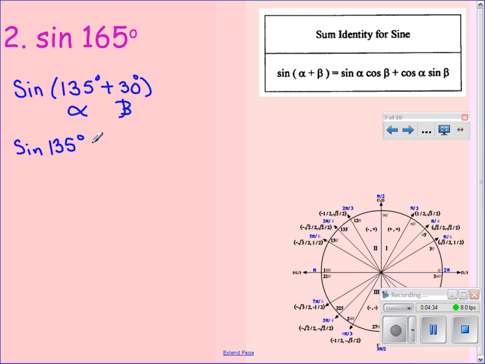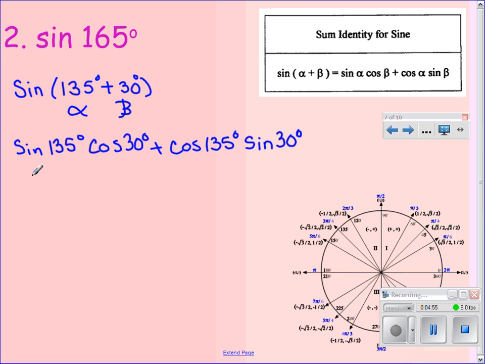We want you to write these formulas out every time you do the problem. Cosine of 30 plus cosine of 135 sine of 30. We don't expect you to memorize these formulas. They will be given, but you are expected to know how to use them.